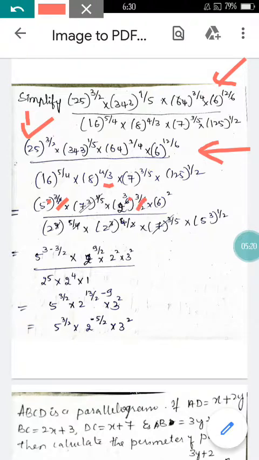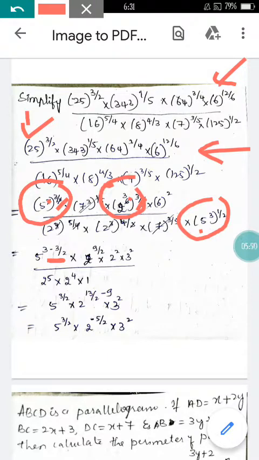And 6 keep as it is, not a square of any number. 16 you can write 2 raised to 4. 8 you can write 2 cube. 7 keep as it is, and 125 is 5 cube, right? Just put the values and try to simplify it. Here what I have done is I have taken all the 5 cube terms one side, so I have just subtracted over here, and with this I have taken the 2 cube or 2 raised to power terms one side.